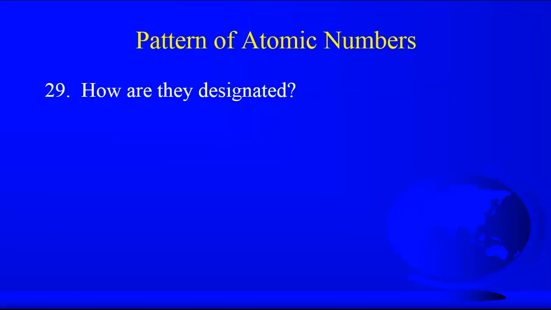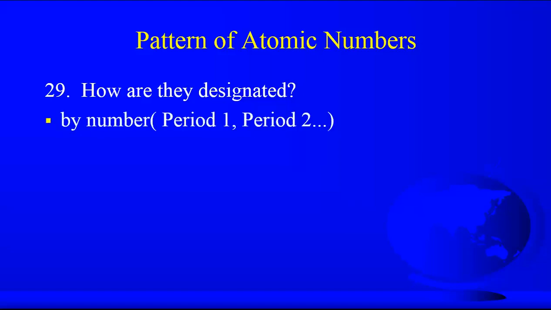How are they designated? Quite simply, look on the left. A number. Period 1, period 2, period 3, period 4, period 5, period 6, period 7.